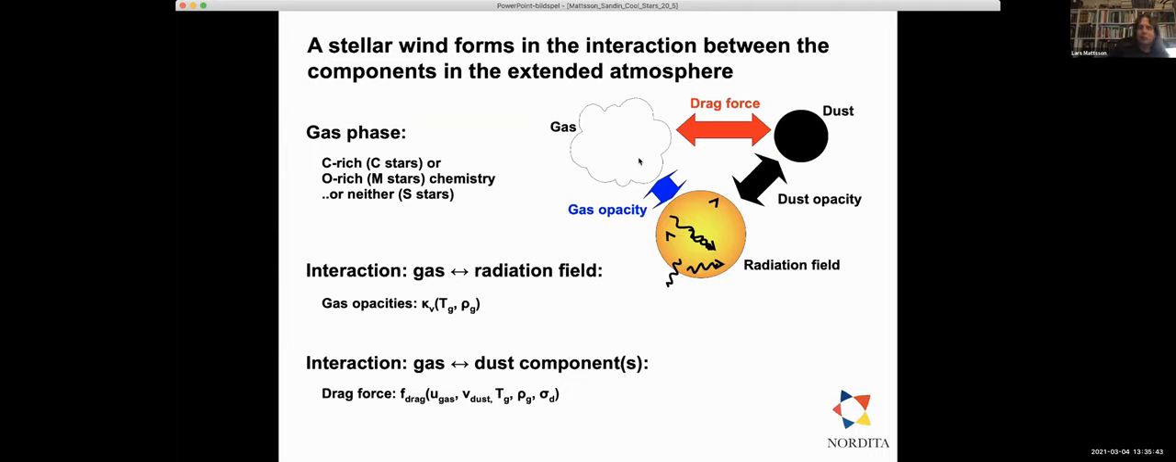So a stellar wind forms by the interaction between dust, gas and radiation. So there are basically three components. And the mechanism is that you accelerate the gas by radiation pressure, and dust grains are also accelerated by radiation. And then the dust grains drag the gas along. So you have a drag force, which is the key player here. And that drag force depends on a number of parameters, as you can see here.